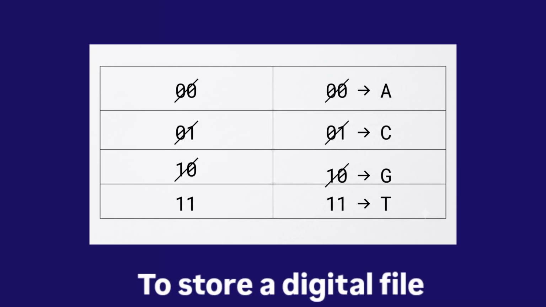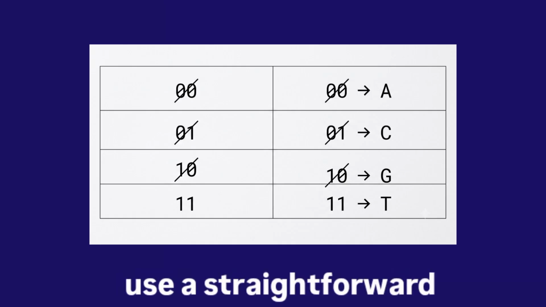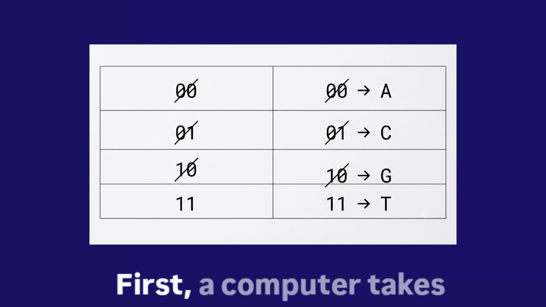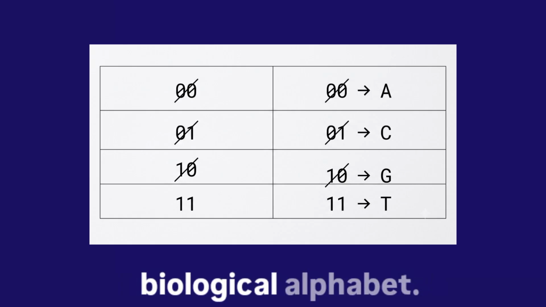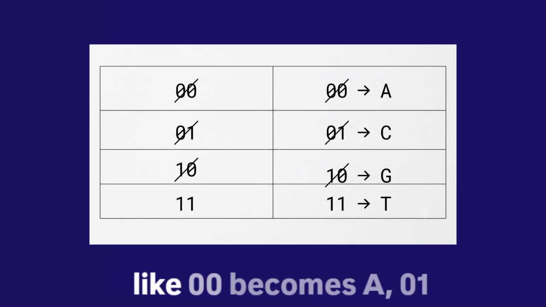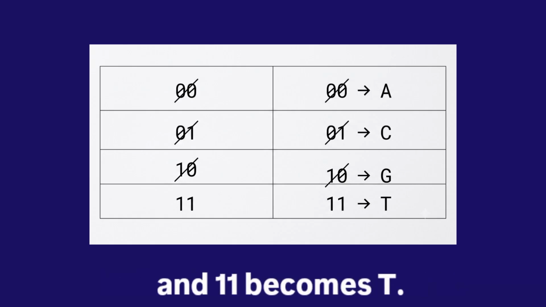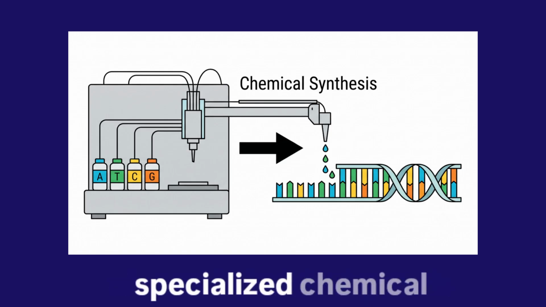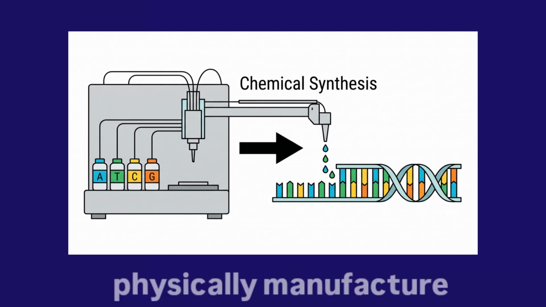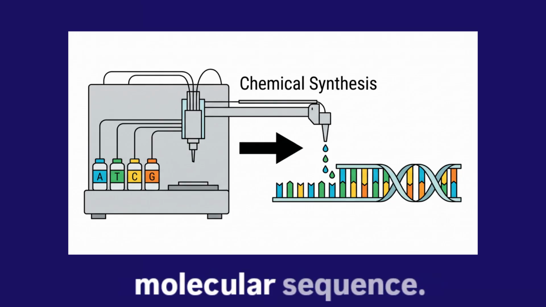To store a digital file like a video or an ebook inside DNA, scientists use a straightforward translation process. First, a computer takes the digital binary file of zeros and ones and translates it into the biological alphabet. For example, a sequence like 00 becomes A, 01 becomes C, 10 becomes G, and 11 becomes T. Once the binary is mapped into the genetic alphabet, scientists use specialized chemical synthesis machines to physically manufacture synthetic DNA strands containing that exact molecular sequence.